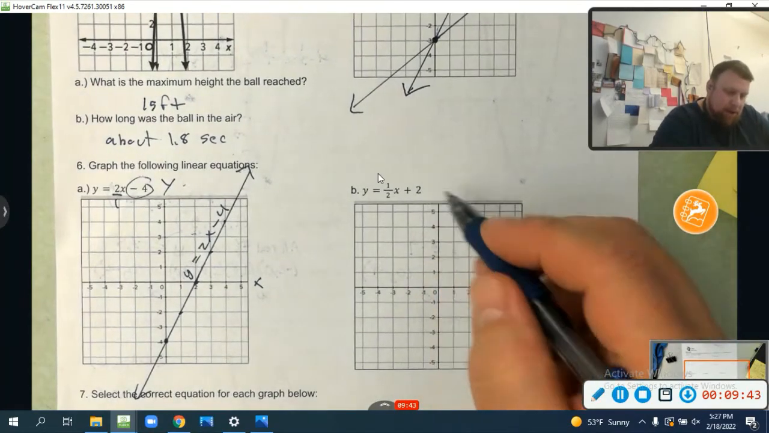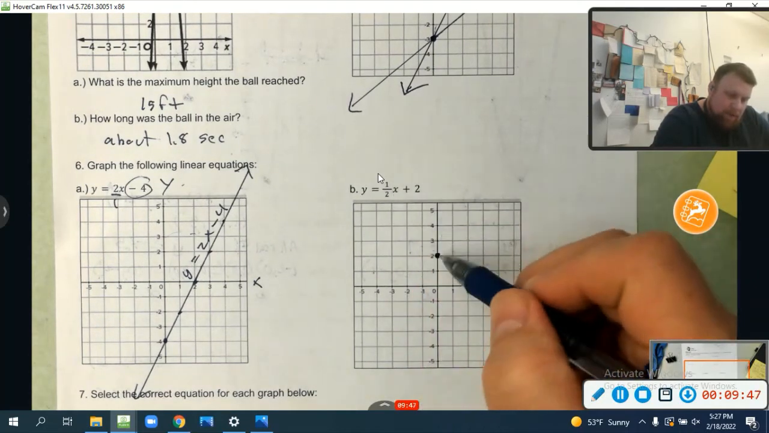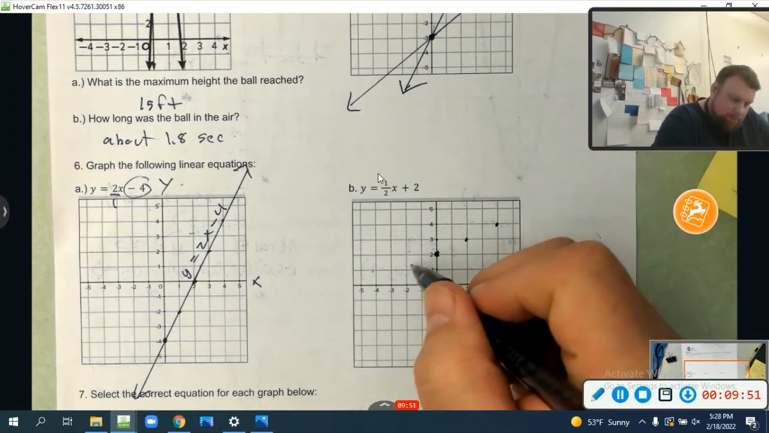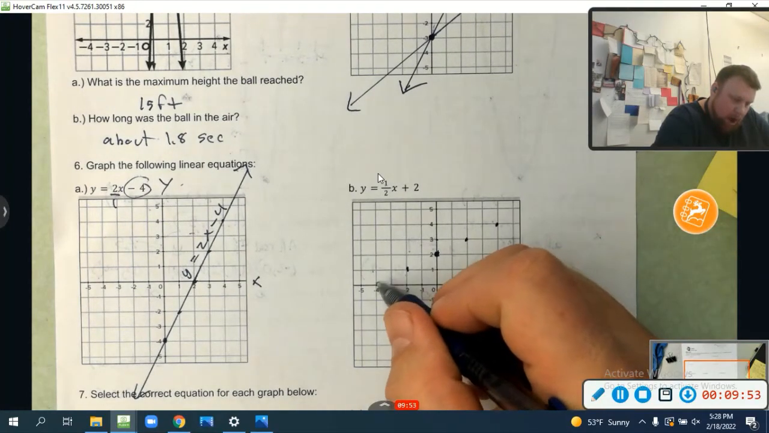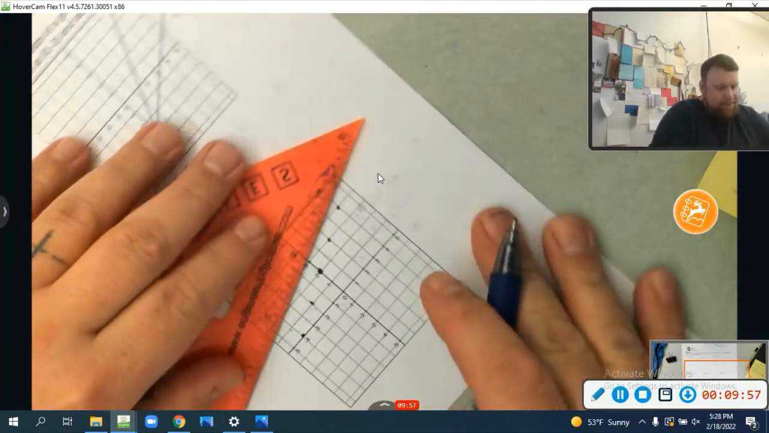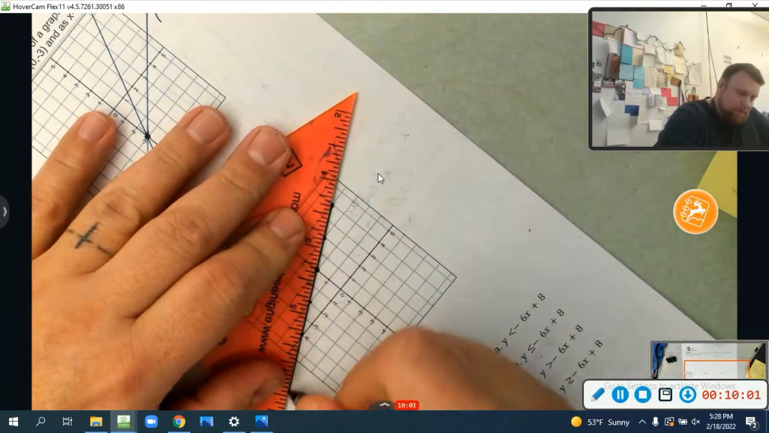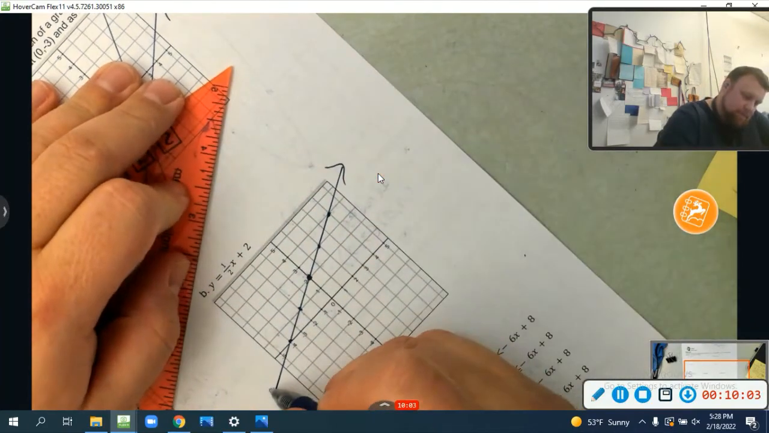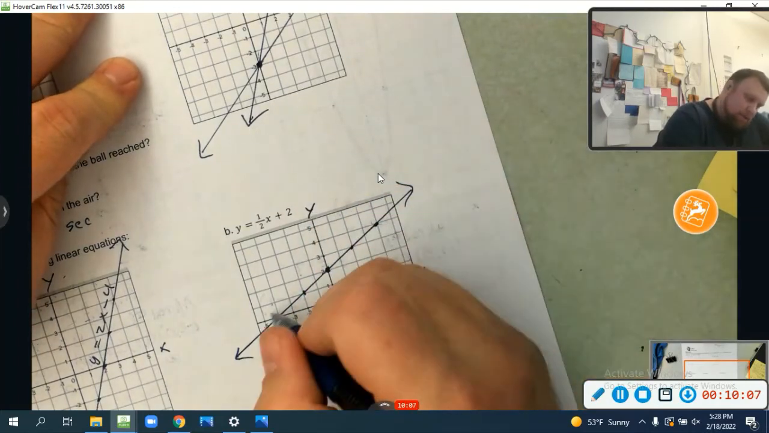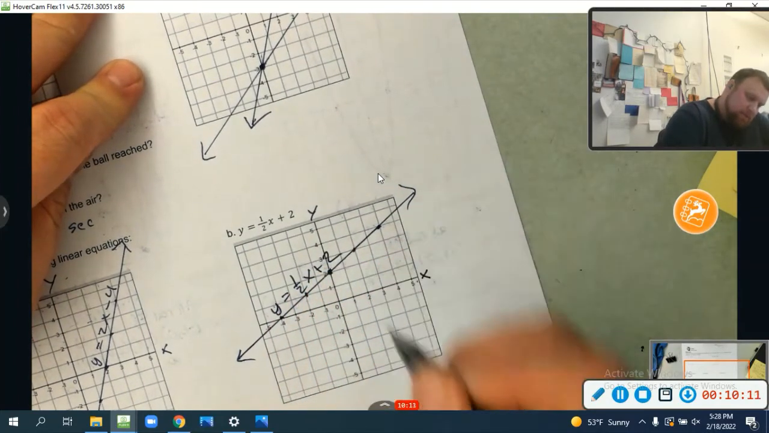Okay, let's look at this one right here. Again, start value positive 2 this time. And the 1/2 tells me to go up 1 over 2. Up 1 over 2. Oh, I got the yawns tonight, y'all. It's evening. Draw the line. Arrows on the end. Ooh, I didn't mark down my x and my y. Do you need to label it? y equals 1/2 x plus 2.